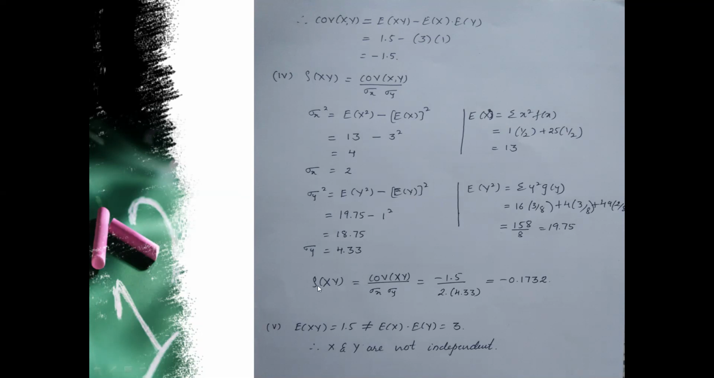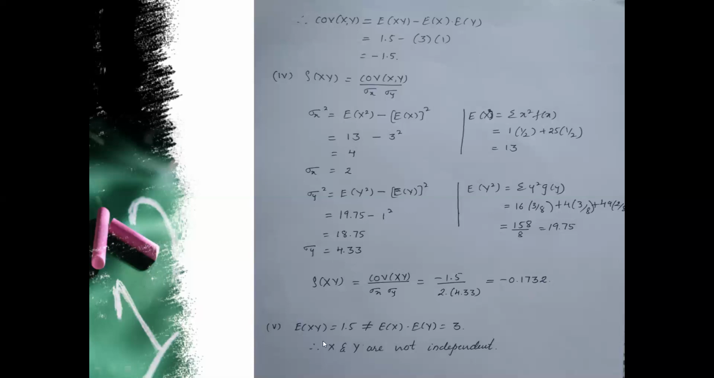Hence the correlation of x and y is covariance of xy divided by sigma x into sigma y. Substitute the values, the answer we get is minus 0.1732. Now the last question is, are the variables x and y independent random variables?